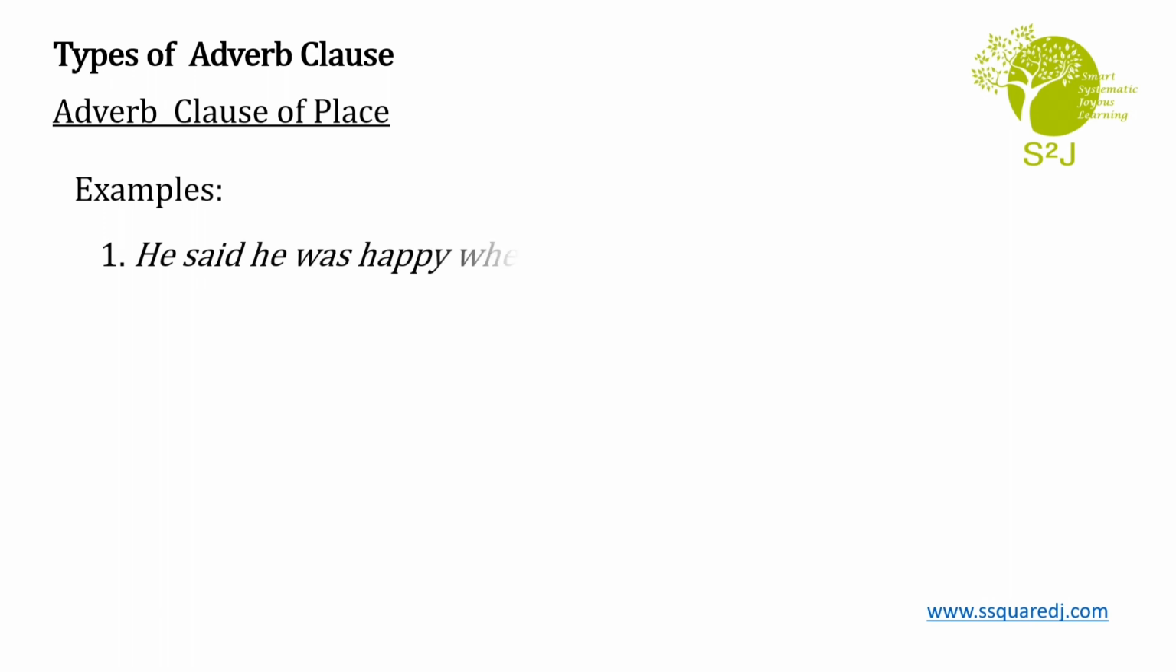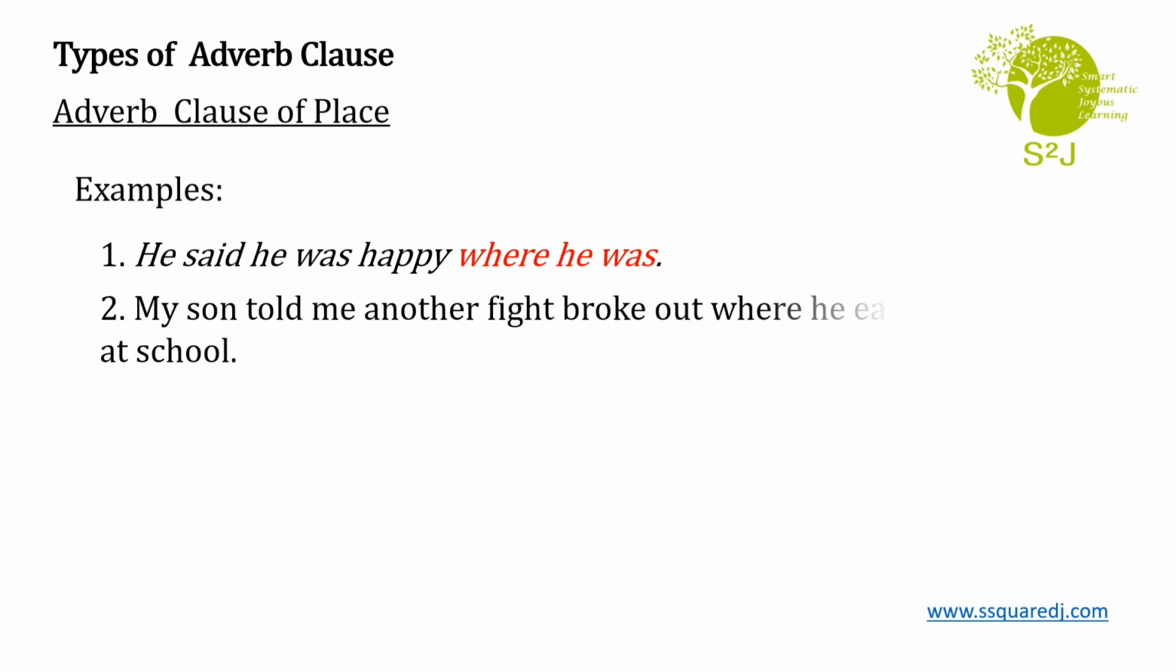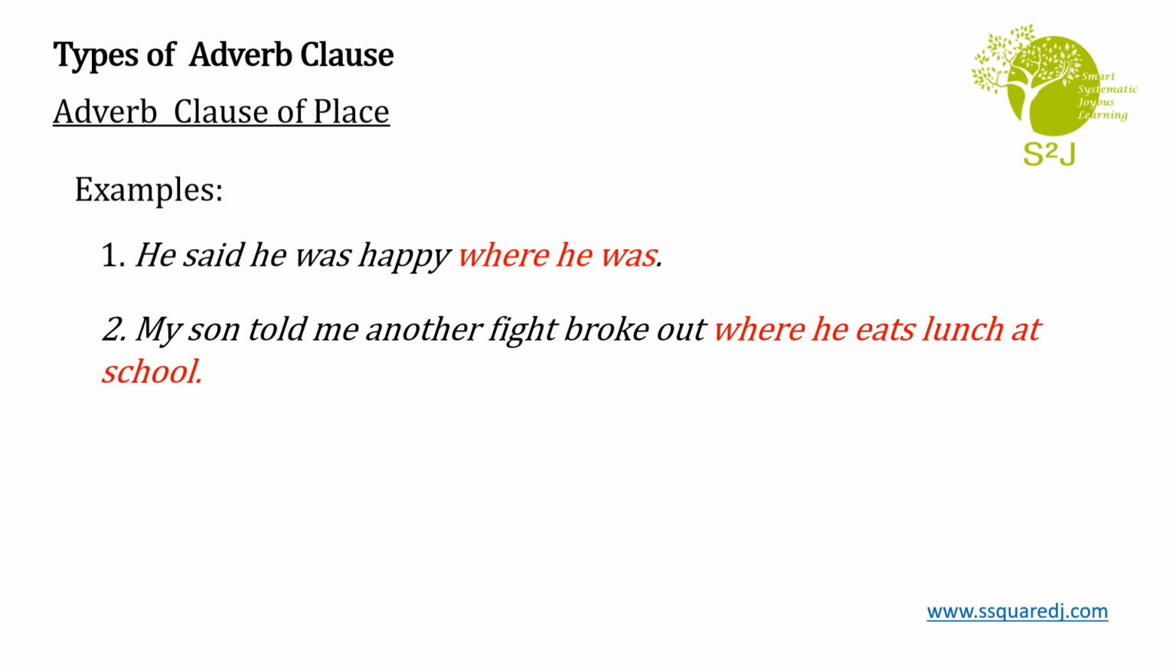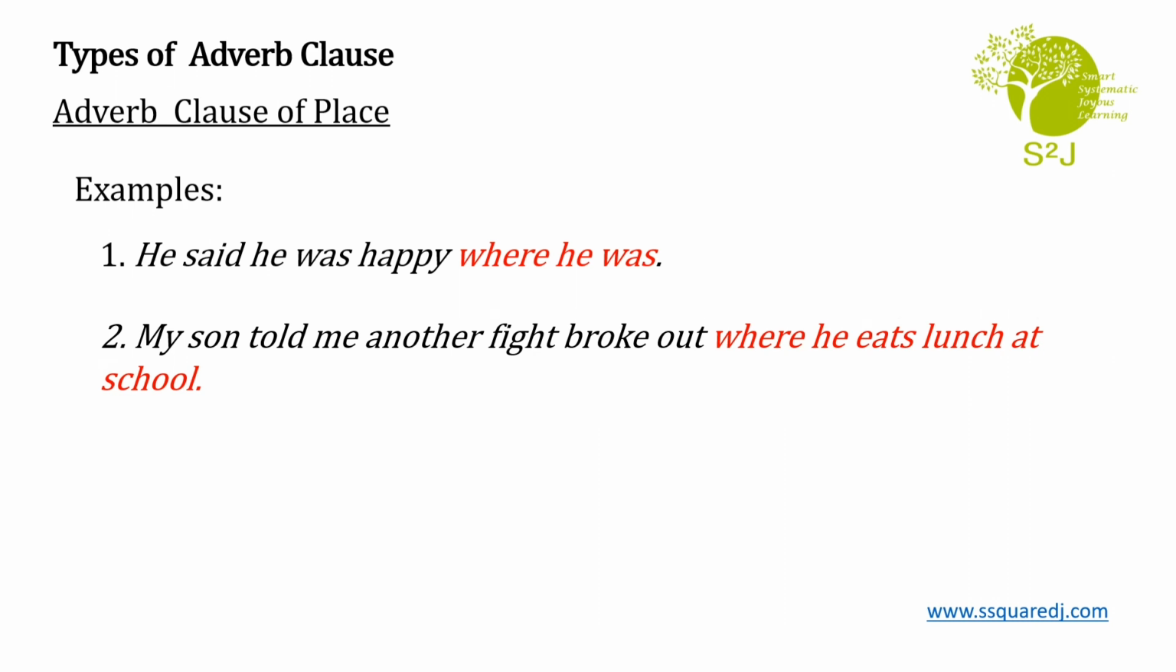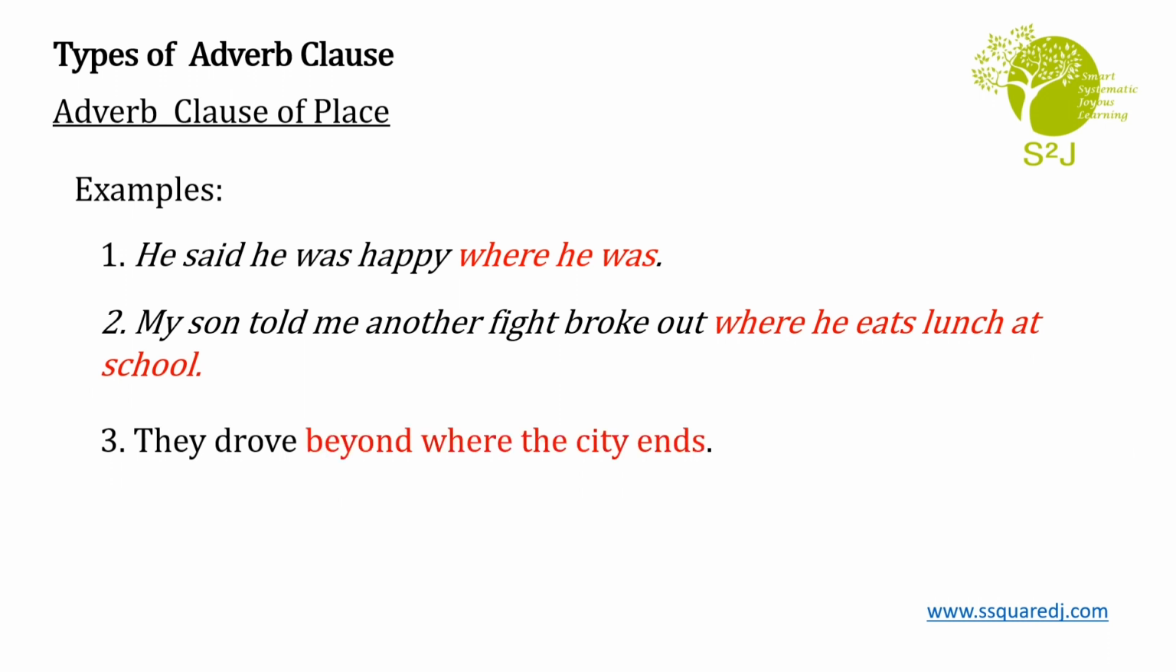So the first example is, he said he was happy where he was. Here the main clause is he said he was happy. Where was he happy? Where he was. So where he was is your adverb clause of place. In the second example, my son told me another fight broke out where he eats lunch at school. So where he eats lunch at school is your subordinate clause of place. In the third example, they drove beyond where the city ends. So where did they drive? Beyond where the city ends.